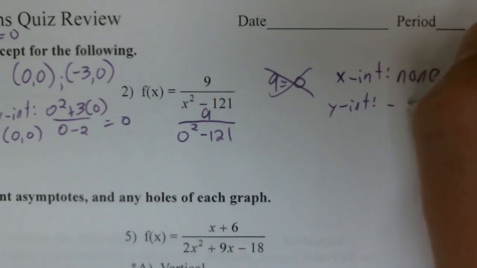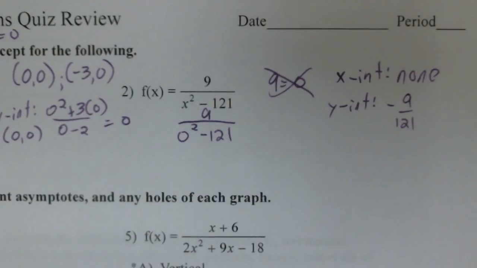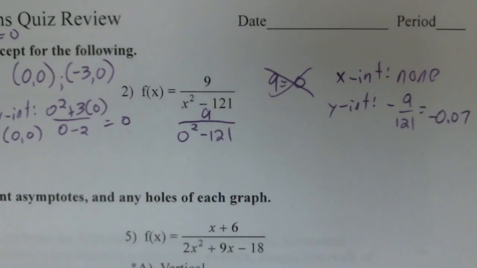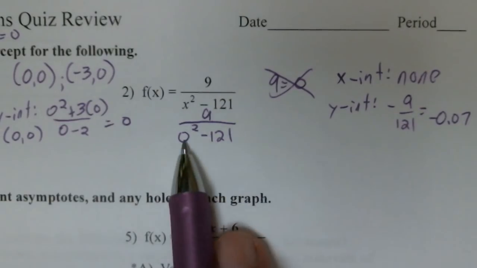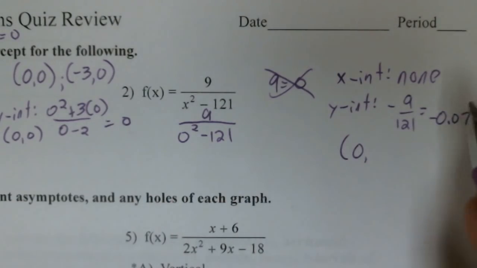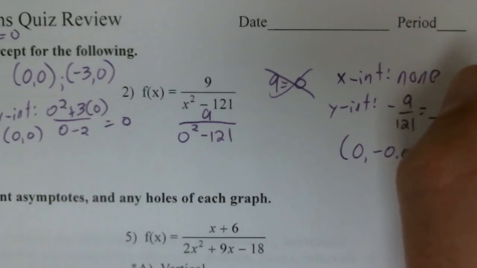So that's just negative 9 over 121, and that comes out to be a very, very small decimal, negative 0.07. Okay, so my y-intercept is going to be, we stuck in a 0 for x, so it's going to be 0, and then this really small number, negative 0.07.